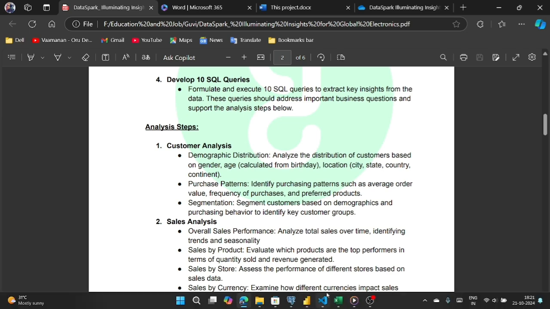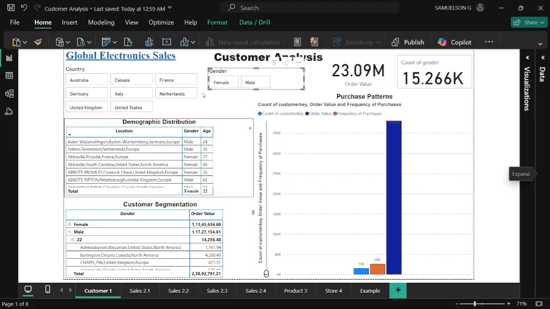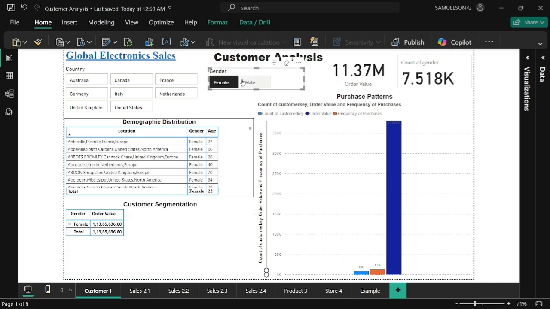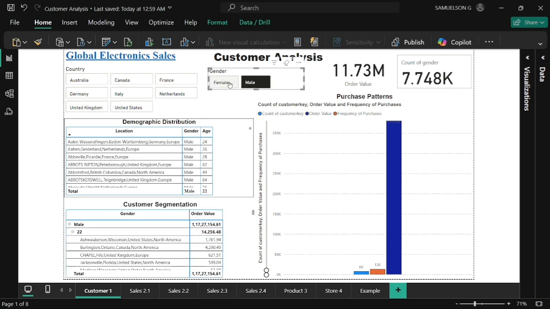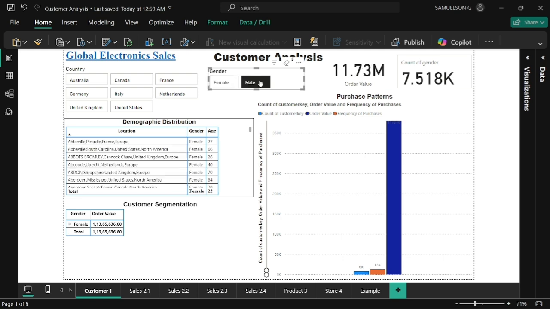Let's see what we did here. You can see here it's a global electronic sales. Now customer analysis. You can see the total of genders who came to the stores is 15,000 people. Of these, females total 7.51k, 7,500 female customers came to the electronic store, and males are 7.74k. It's a slight difference, but male is higher compared to female.